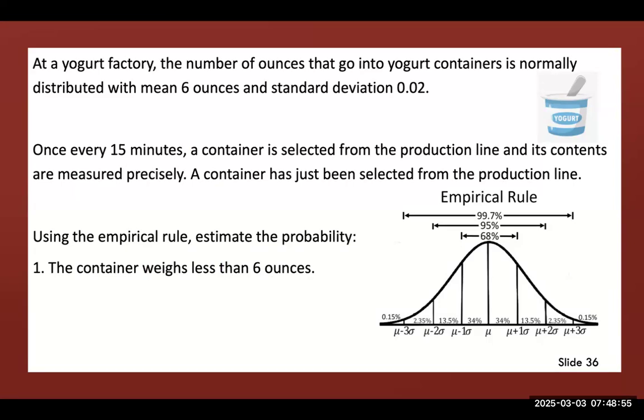Let's say once every 15 minutes, a container is selected from the production line and its contents are measured precisely. Let's use the empirical rule to estimate the probability that this container weighs less than 6 ounces. Well, 6 ounces is the mean, and the mean is the median, and it's in the center of this graph. Anything to the left is less than 6 ounces. 50% of the data is less than 6 ounces. So the probability X is less than 6 ounces is 0.5.